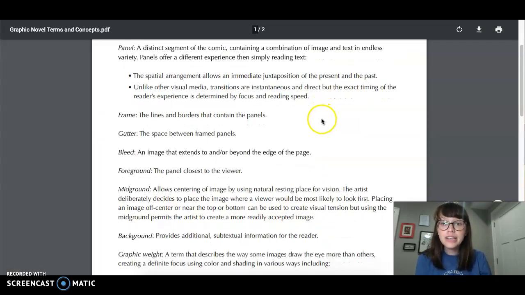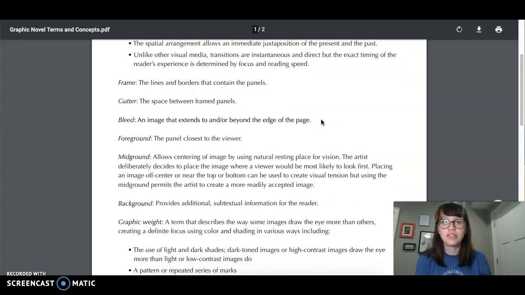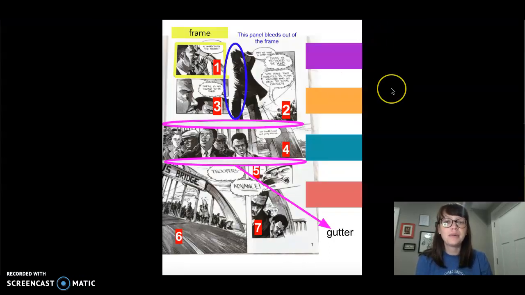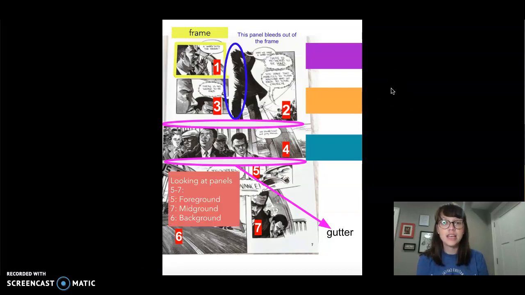Okay, and then we're going to look at the next 3 terms all together. So we're looking at foreground, midground, and background. You've probably heard of at least foreground and background. Depending on what you've studied in the past, you may know the word midground already, but we do have an example of that on this page. So if you look at panels 5, 6, and 7, I would say that 5 is the closest to us. 7 is a little bit further away, and then 6 is in the background.